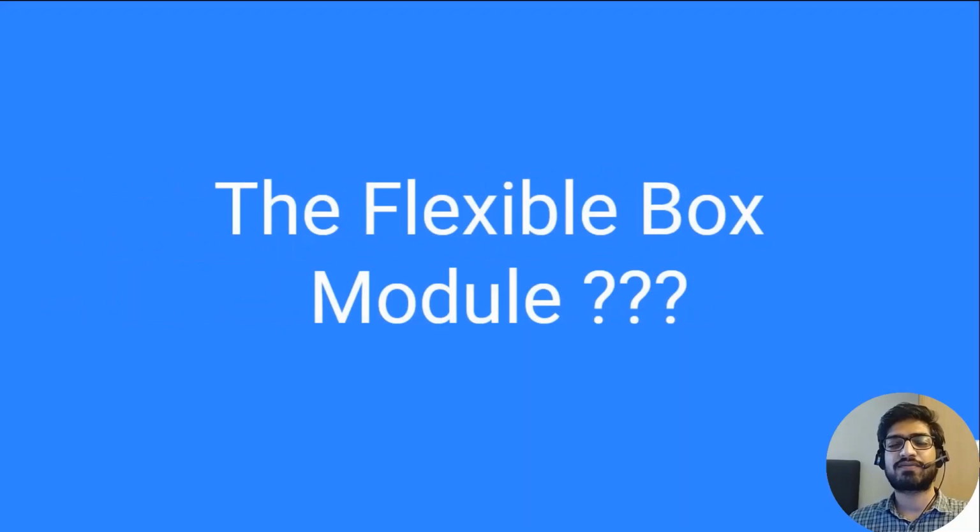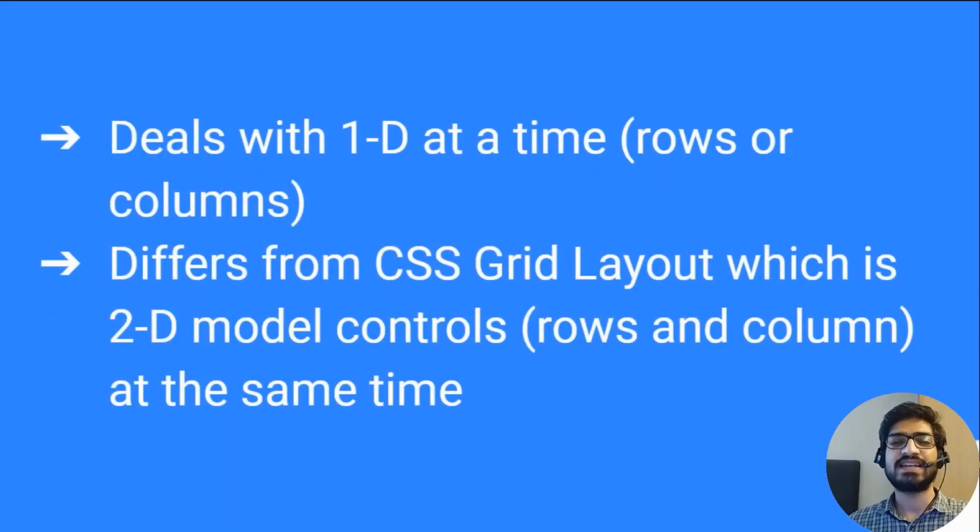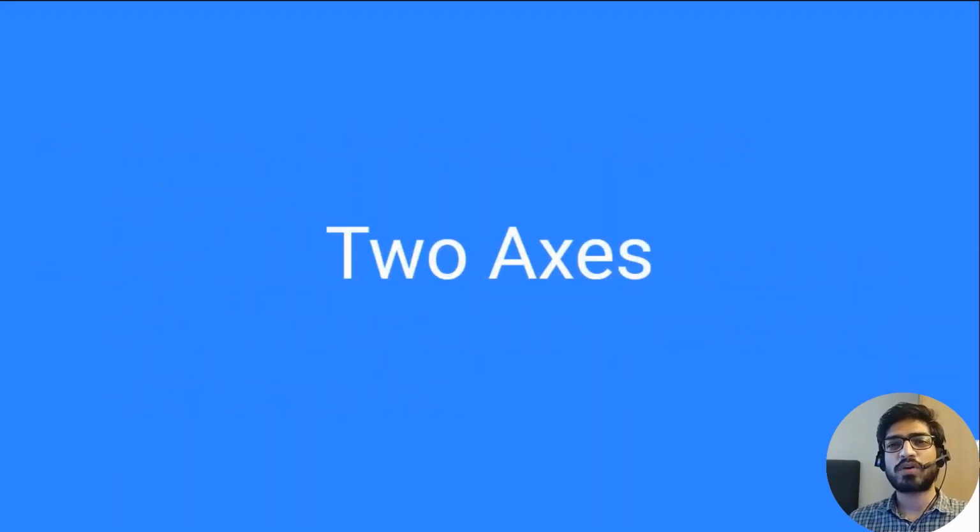So what is this flexible box module? It is commonly known as Flexbox. Is it a CSS framework? No, it's not a CSS framework. It is designed as a one-dimensional layout model. One-dimensional layout model means it deals with one dimension at a time, either a row or a column. It differs from CSS Grid layout, which is a two-dimensional model, as it controls the rows and the columns at the same time. The key important part in Flexbox is the axis: the main axis and the cross axis.